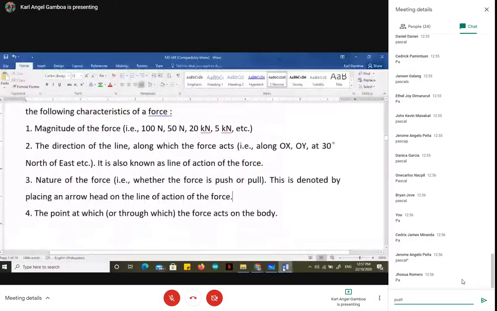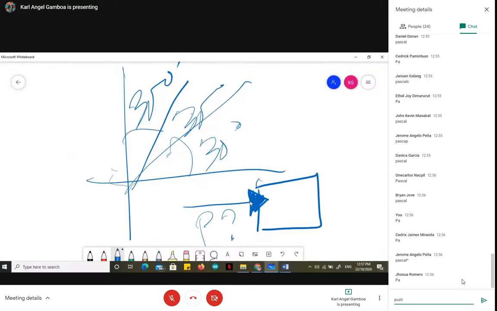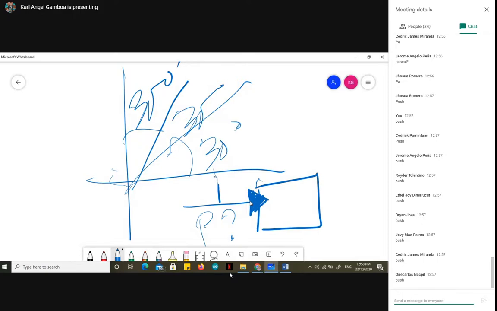Okay, guys. Ulitin ko. So, sabi dito, guys, nature of force, whether push or pull. Malalaman doon is arrowhead. Kapag ganun arrowhead going to our body, is that push or pull? Push. Ang tendency, guys, kapag push, ang tendency is going inward. Okay, tandaan nyo palagi yun. Kapag pull, outward.